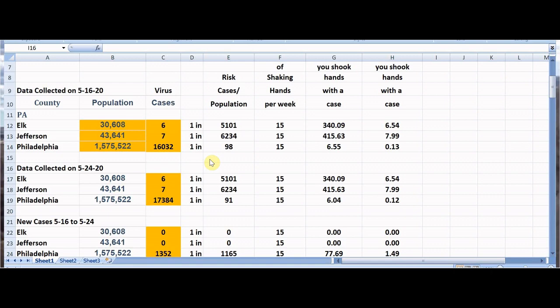What's shown on the spreadsheet now is the number of virus cases in the 3 different counties as of 5/16/20, and then the next group shows the number of cases as of 5/24/20, which is today's date. The third grouping on the spreadsheet shows the difference, what was the change over this 8-day period. So you can see in Elk and Jefferson County there's been no new cases in that 8-day span.